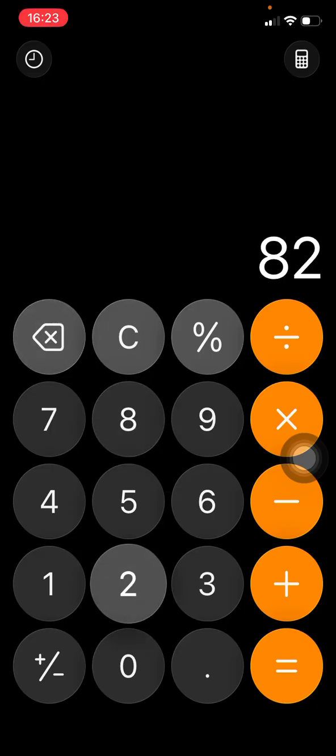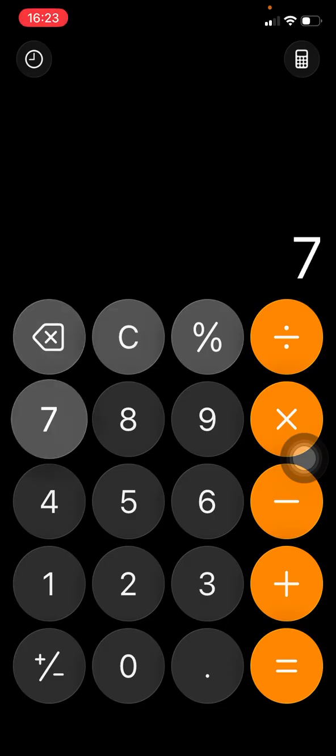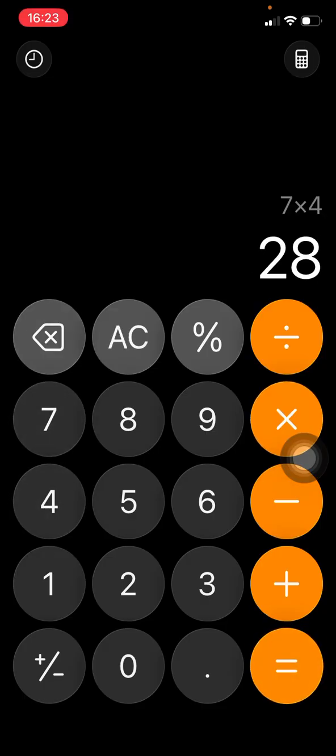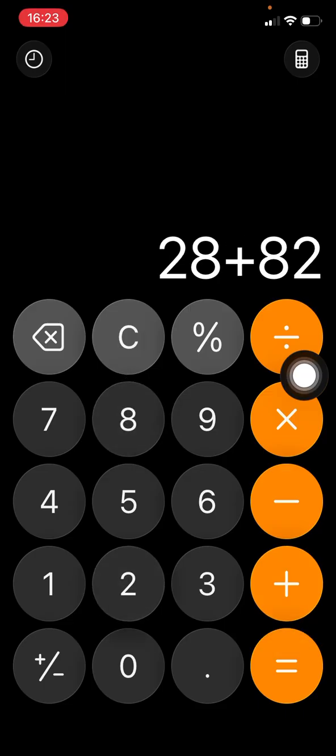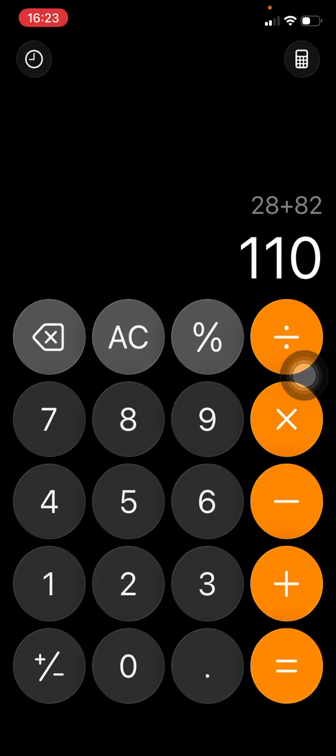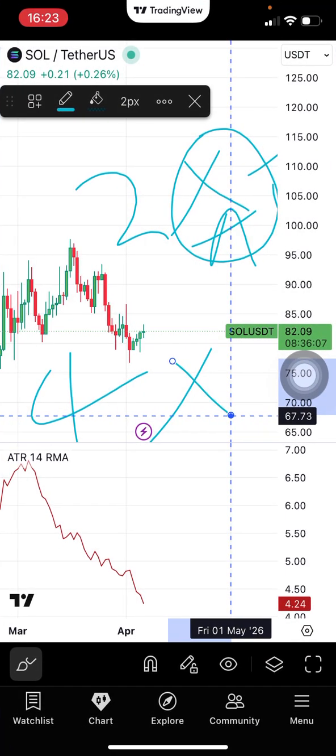Then 7 times 4 is 28. So 82 plus 28 is 110. This is going to be my take profit. Do you get my point? This works over and over again. Go and ask any professional trader. They will tell you this has worked and it keeps working over the years.